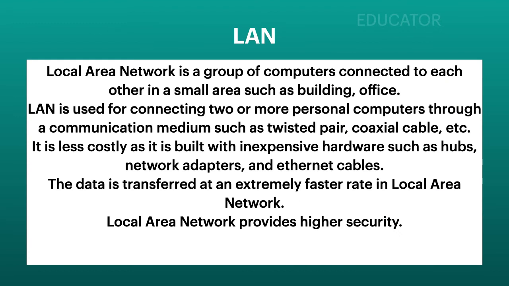If we describe it one more time, a local area network is a group of computers connected to each other in a small area such as a building or office. In a definition you can say that. LAN is used for connecting two or more personal computers through a communication medium such as twisted pair or coaxial cable, simple cables, and it is less costly as it is built with inexpensive hardware such as hubs, network adapters and Ethernet cables. But do not worry about this, because I will explain some other day what hubs, network adapters and Ethernet cables are.